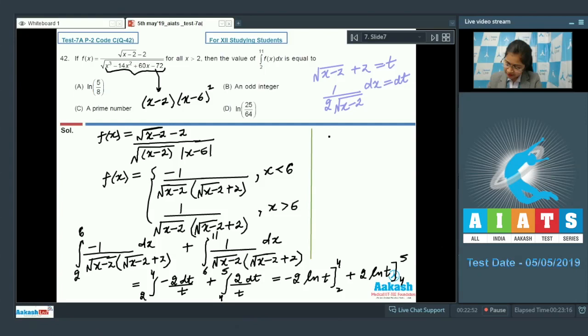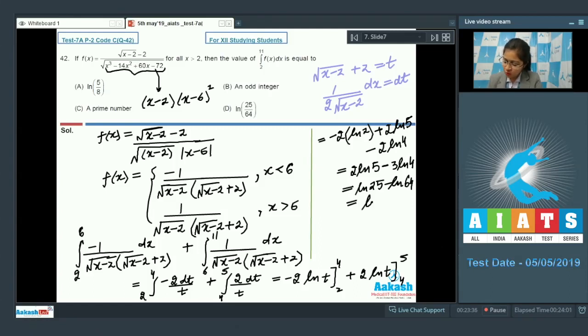So this value can be written equal to minus 2 times (ln 4 minus ln 2), that is ln 2, plus 2 times (ln 5 minus ln 4), that is 2 times ln 5 minus 2 times ln 4. So this is equal to 2 times ln 5 minus 3 times ln 4, that is equal to ln 25 minus ln 64. So this is equal to ln of 25 upon 64. So from the given options, it can be seen that only option D is the correct answer.